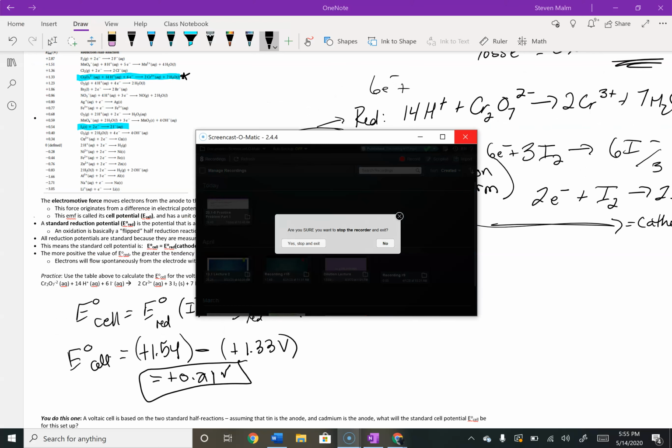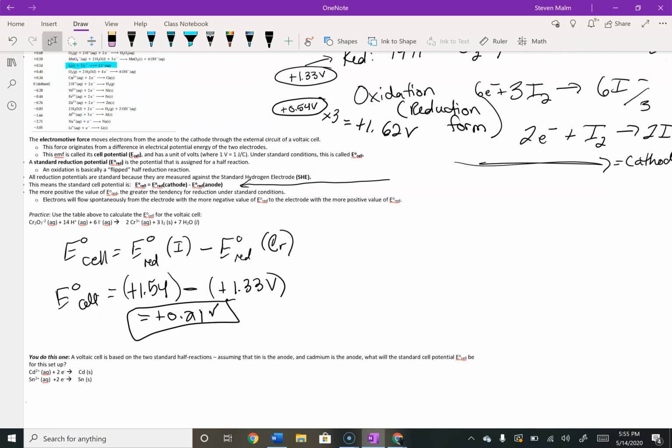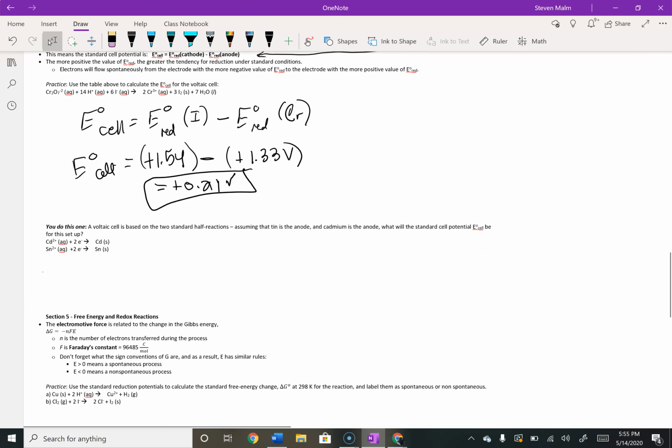And what we're going to assume is that if it's positive, that it is going to be a spontaneous process, okay? And that's part of our next section, in fact. And here's your next practice problem to do on your own. Cadmium and tin, set up a voltaic cell where tin is the anode and cadmium is the cathode, and then show me what the standard half reactions are going to add to be for a standard cell potential, all right?